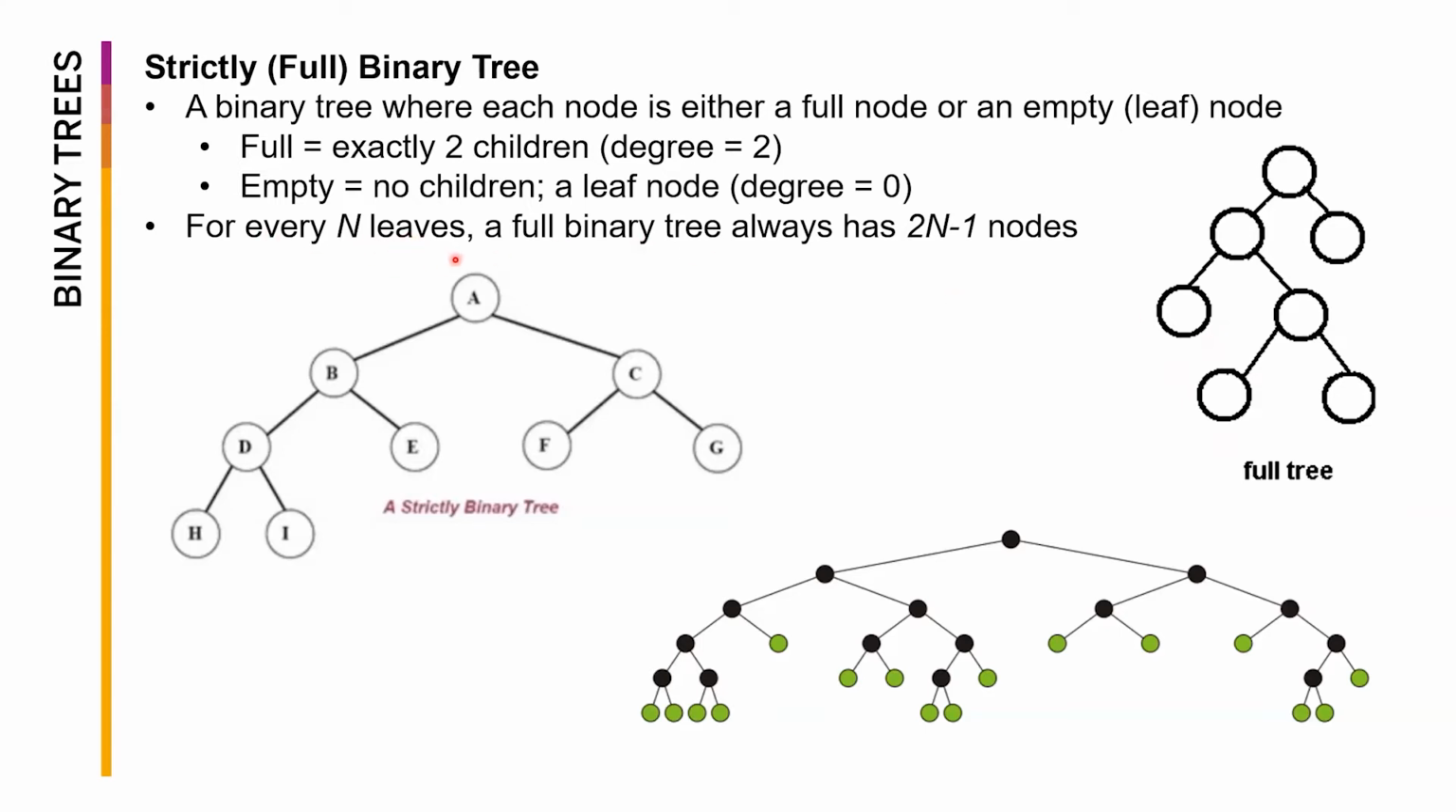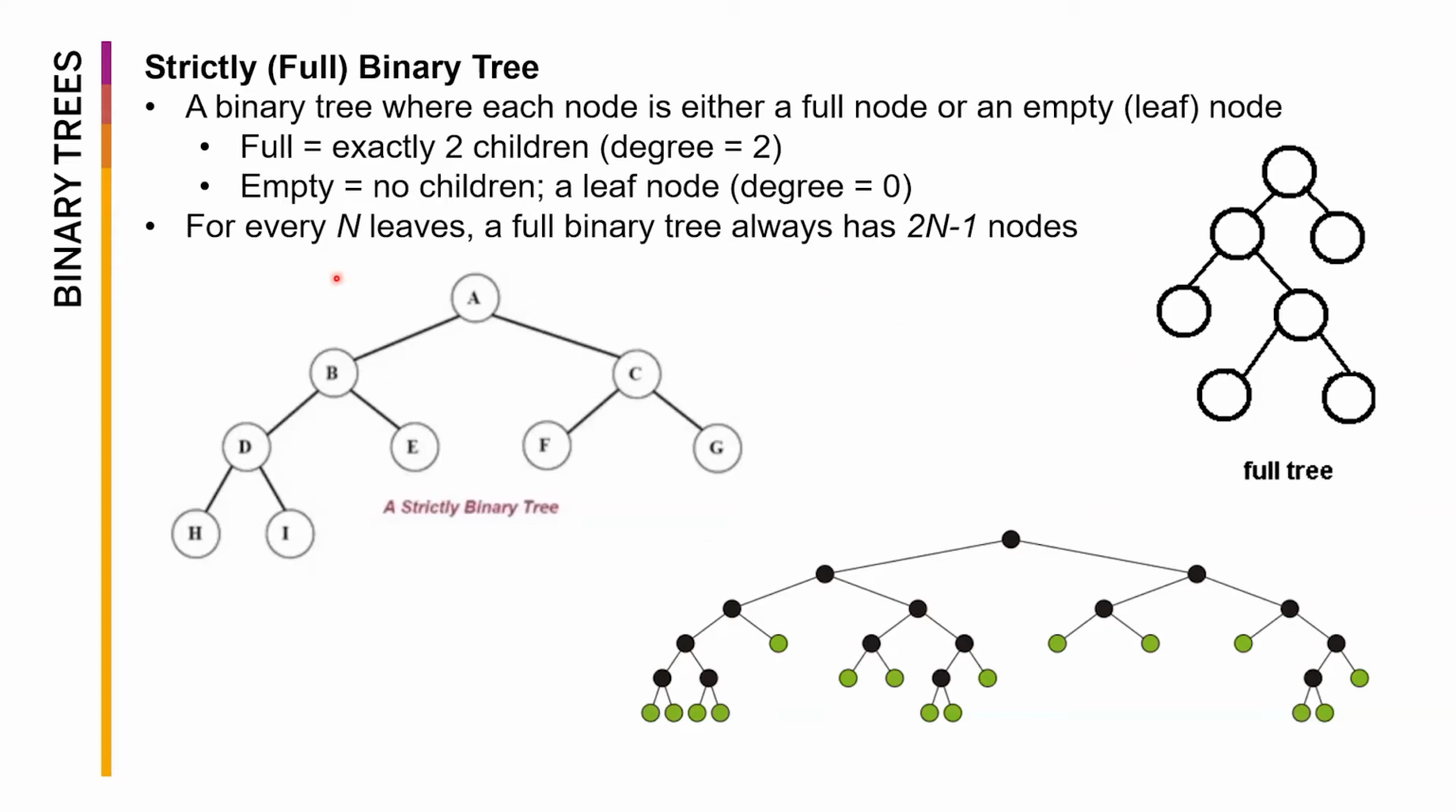So for every n leaves, let's say for this tree, we have 1, 2, 3, 4, and 5 leaves. A full binary tree always has 2n minus 1 nodes. So here, 5 leaves. That means a full binary tree will have 2 times 5, which is 10 minus 1, 9 nodes in total. So this is 1, 2, 3, 4, 5, 6, 7, 8, and 9 nodes.